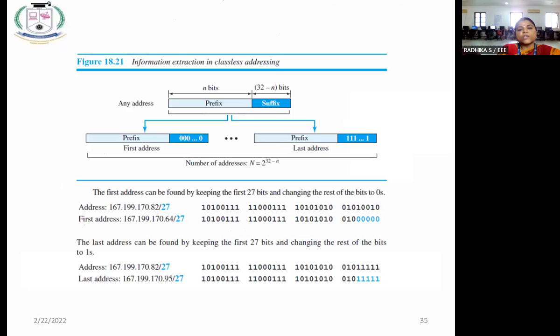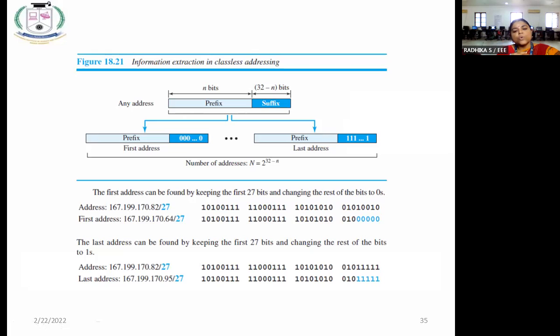And how is information extracted in classless addressing? In classless addressing, they use the concept called masking. Based on this slash and number, a mask will be put. What is meant by masking? What do you mean by masking? To hide something, we put a mask, isn't it?